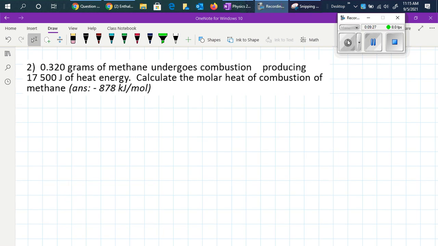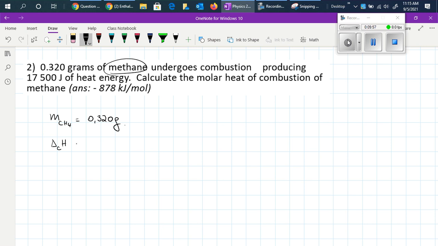Let's take a look now at this example where we have a mass of methane. Methane, CH4, is on page 4-5 of your data booklet if you don't remember. The mass of CH4 is 0.320 grams, and it undergoes a combustion.